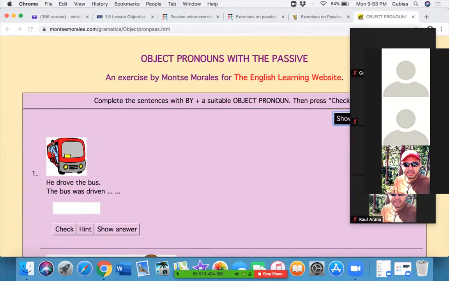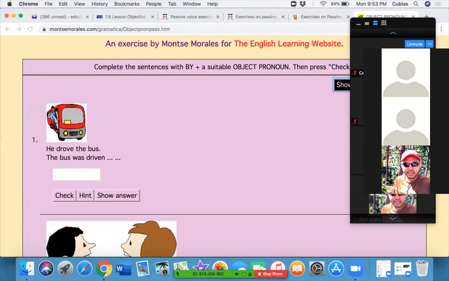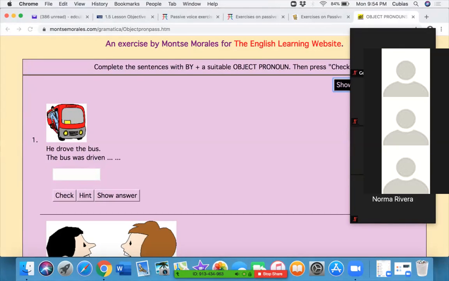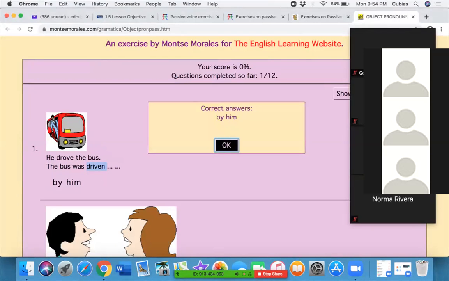How would be the correct answer, Raul? So for this one, the answer is not correct. The bus was driven by he. What is the correct answer? The bus was driven by him. By him. Good. Remember, the pronunciation is driven. Driven. So the correct is by him.